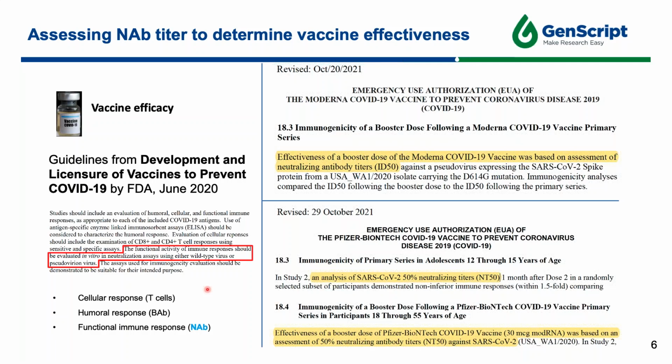So in the most recent version of the Moderna and Pfizer vaccine fact sheet, the effectiveness of the booster dose was based on assessment of the neutralizing antibody titer. And for the Pfizer vaccine, the immunogenicity of the primary series in adolescents between 12 and 15 years old was also based on assessment of neutralizing antibody.